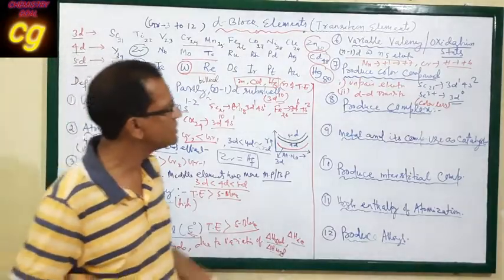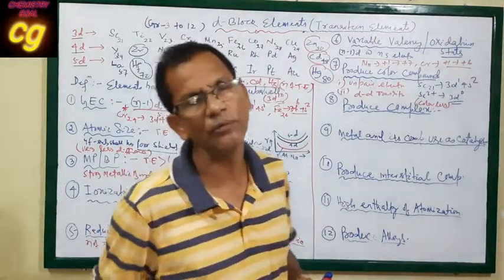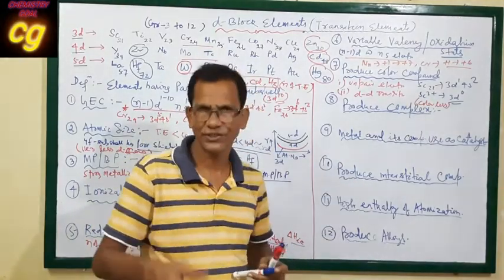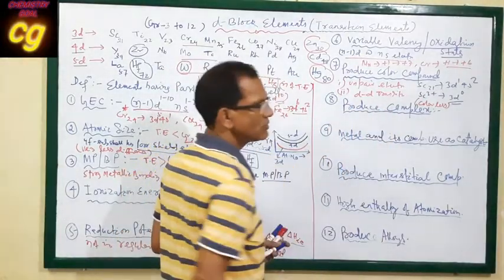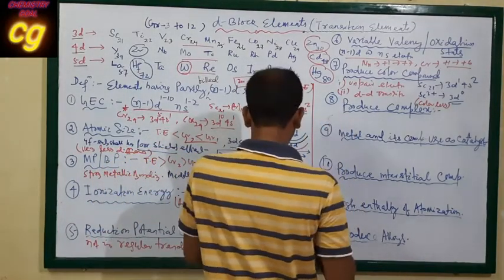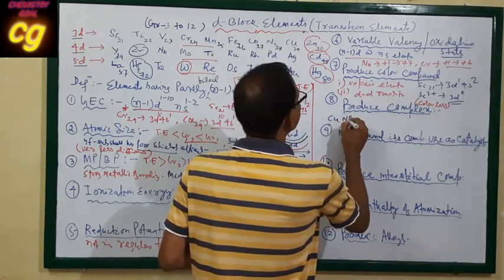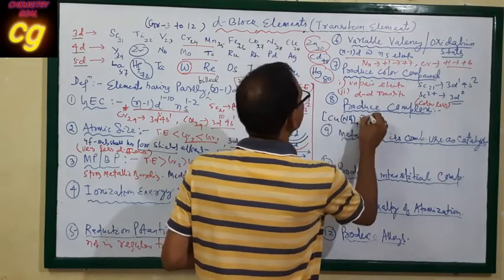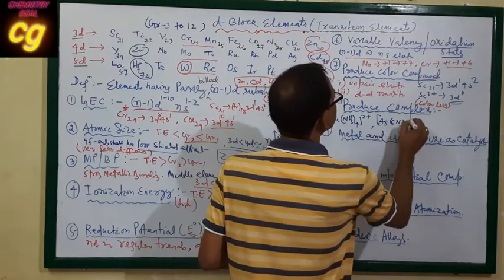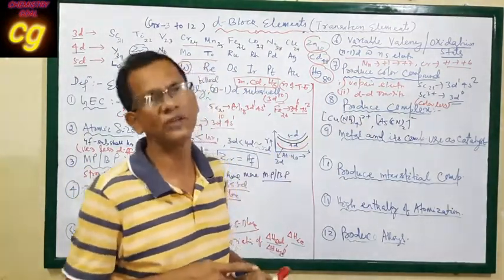Then the next important point is that they produce complexes. Complex compounds are generally more stable. Hemoglobin is a complex compound of iron, and chlorophyll is a complex compound of magnesium. For example, copper produces complexes. Here is a complex ion of copper, and similarly silver. These are examples of complex ions, complex compounds.